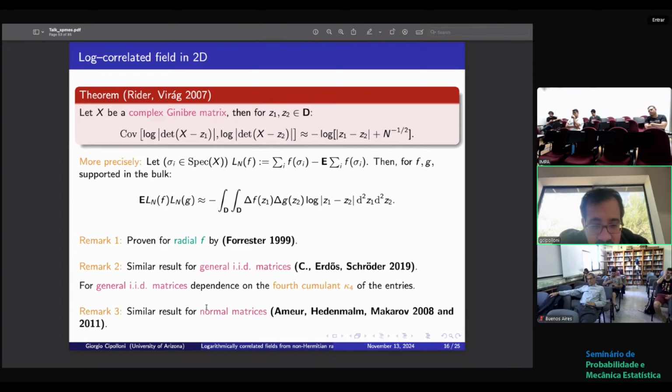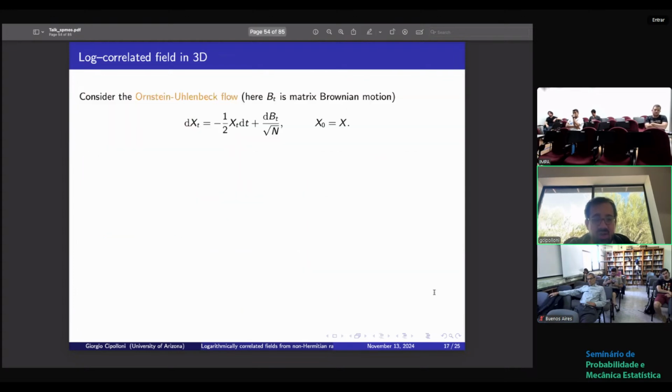And in a different direction, this result was also extended to more general normal matrices by these people in a couple of papers. Okay, so this shows the emergence of a two-dimensional field, and the question is, can we also see the emergence of a three-dimensional field? And that's what I want to discuss because I think it's very interesting and was not known before.